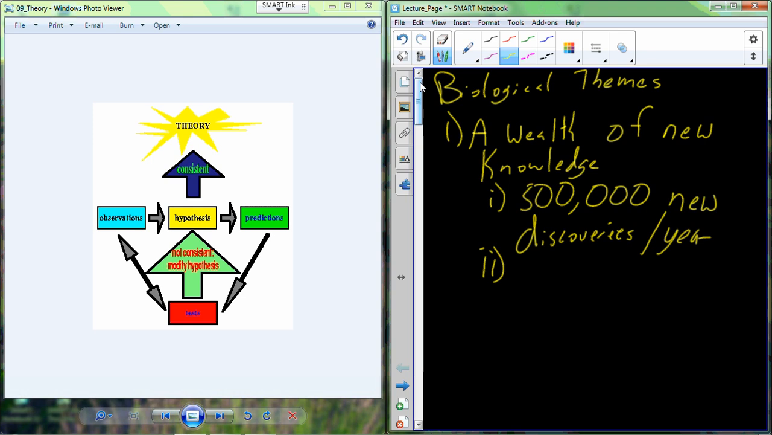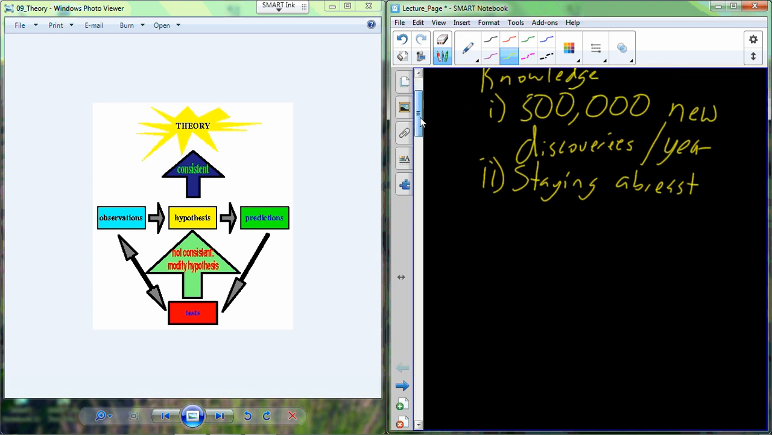So how do I stay abreast as a scientist? How do I keep track of the newest discoveries? How can I work my way through science so I can step outside of the area that I study most and understand other areas like plant biochemistry? Which sounds incredibly boring. But I can actually hold my own in plant biochemistry if I really need to. The reason is because of biological themes.